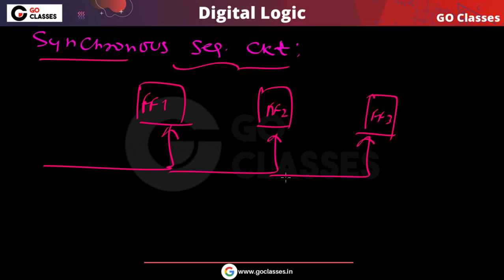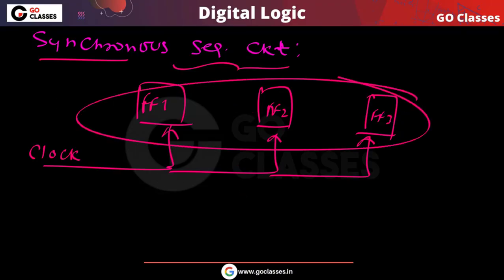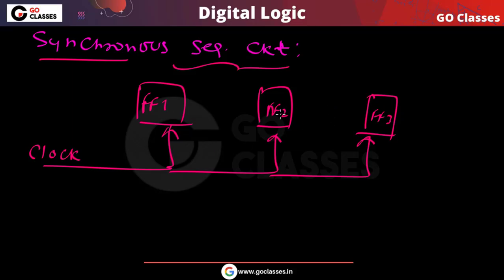If you have any flip-flop in your circuit, then these flip-flops are synchronized with the common clock. This same clock is applied to all the flip-flops, to all the memory elements. All these sequential elements are synchronized by the common clock, and this common clock decides their operation. So this is a simple definition of a synchronous sequential circuit: a sequential circuit in which all the flip-flops are synchronized with the common clock.